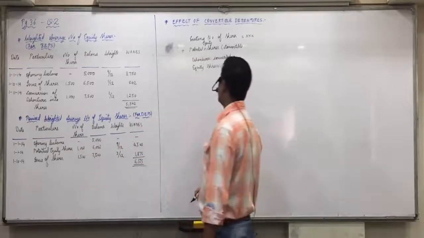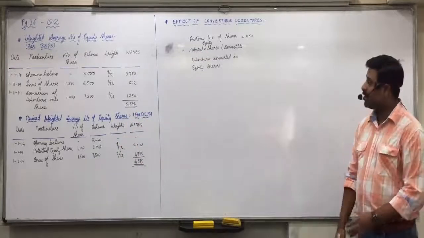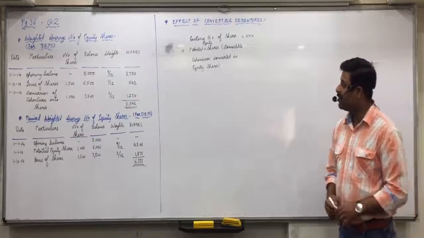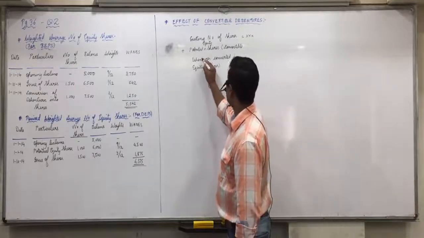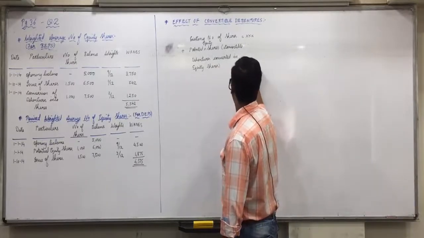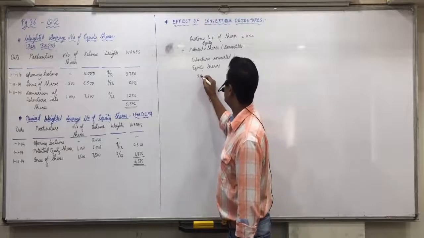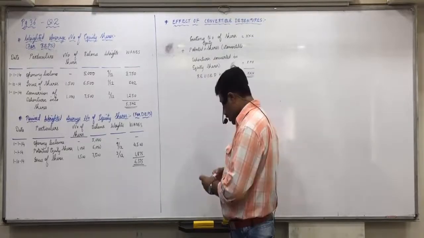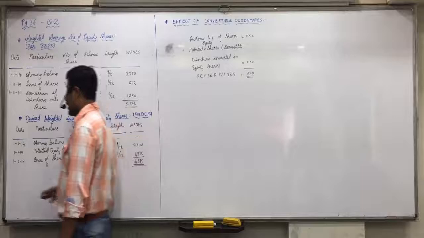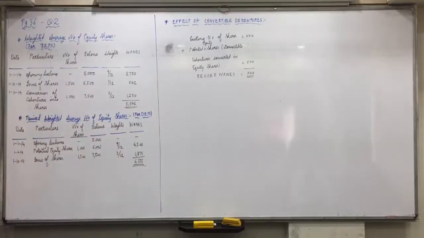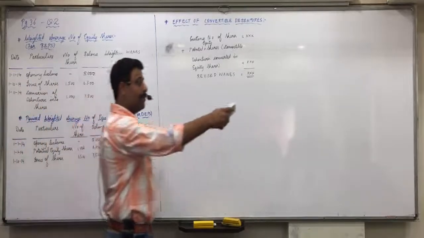Okay, to the existing number of shares you'll add potential equity shares, meaning the convertible debentures which will get converted into equity shares. So adding that we will get revised weights. Any doubts so far? So revised weights will include the existing number of equity shares plus, if debentures are going to get converted into equity shares in future, then that will also be included.